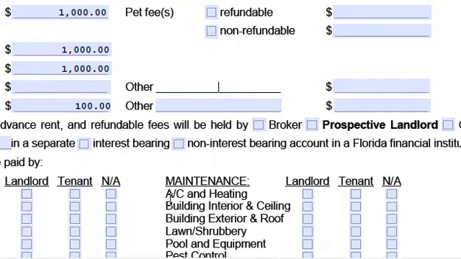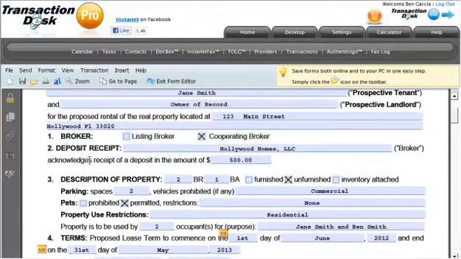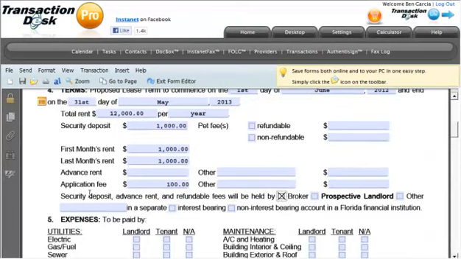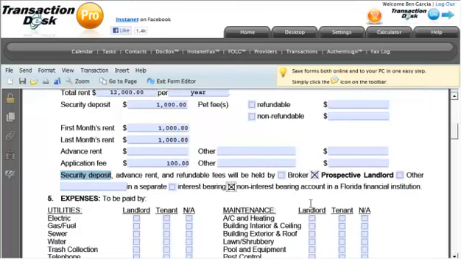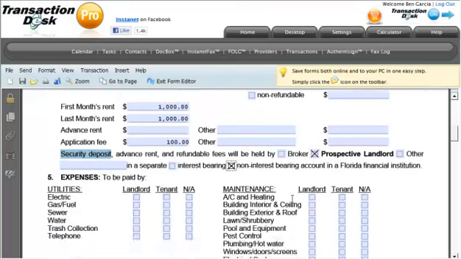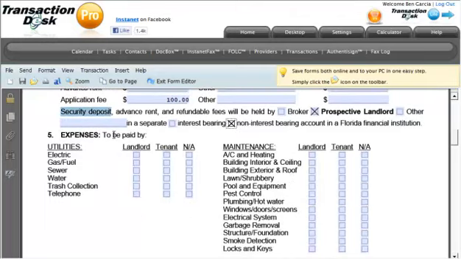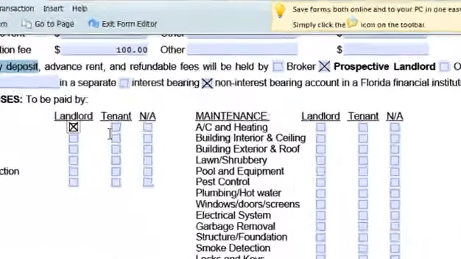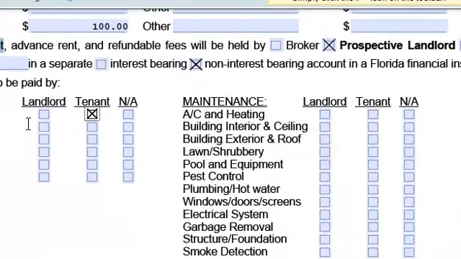Okay? Security deposits, advance rent, and refundable fees will be held by, a lot of agents put broker. That is not, again, the deposit receipt. It is security deposit. We do not hold security deposit. Landlords hold the deposit in a non-interest bearing account. Okay? Expenses to be paid, utilities. Normally, the landlord does not pay the electric, the tenant pays the electric. Same for gas and fuel.